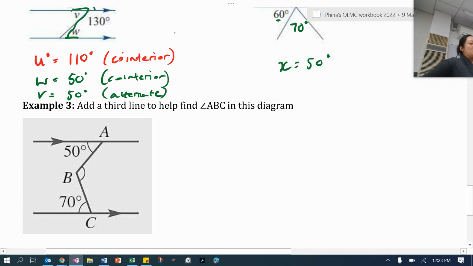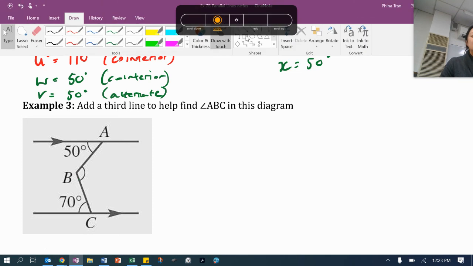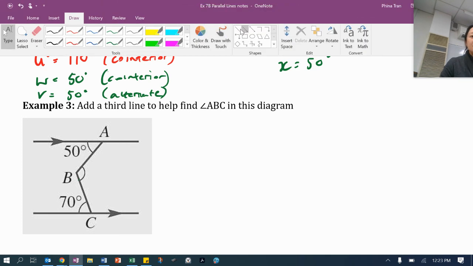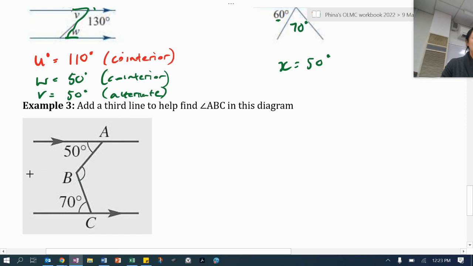So with this one, we want to add a third line. Anyone know where we put it? Maybe we'll start with that. In the middle, yeah. So we stick a third line. You want to put a third line through the middle where it cuts through B perfectly.